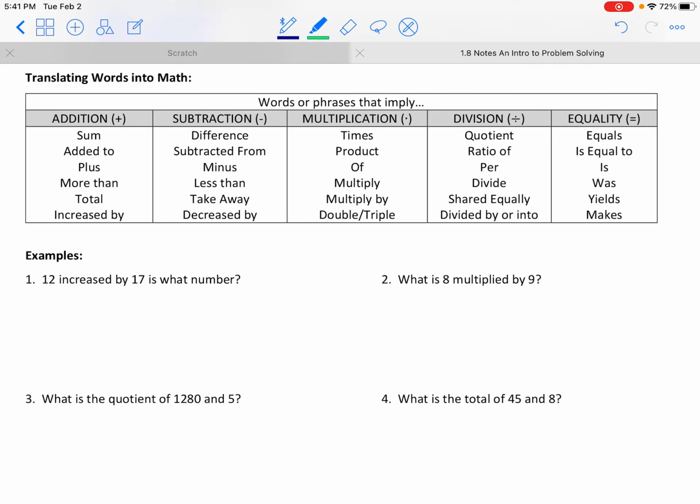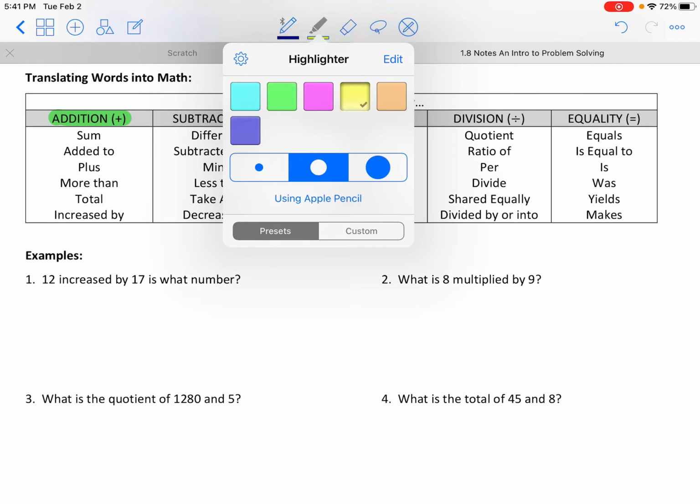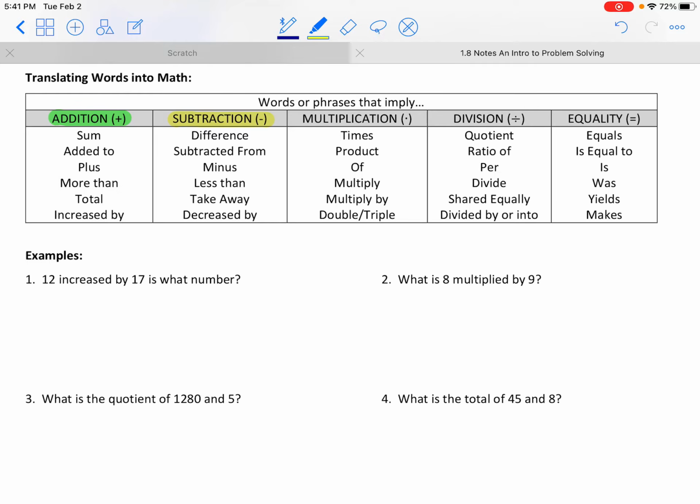For instance, if we're trying to identify addition in a sentence, we're looking for words like sum, or added to, or plus, or more than, or total, or increased by. If we're looking for subtraction in a word problem, then maybe we see difference, or subtracted from, or minus, or less than, or take away, or decreased by.